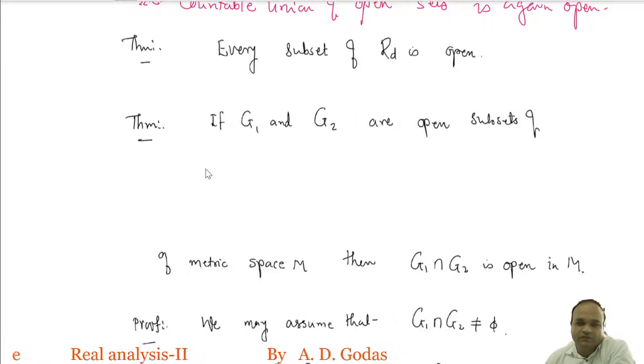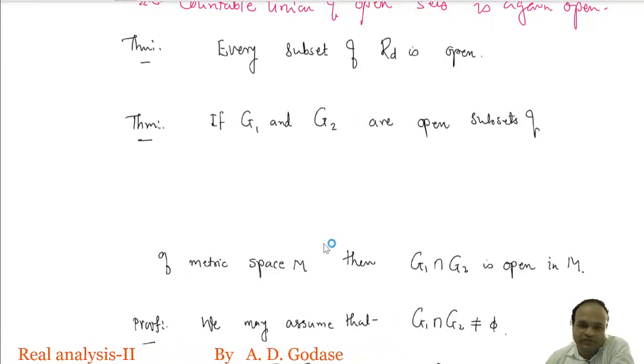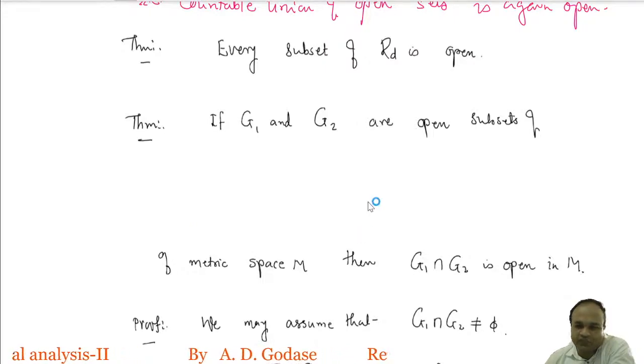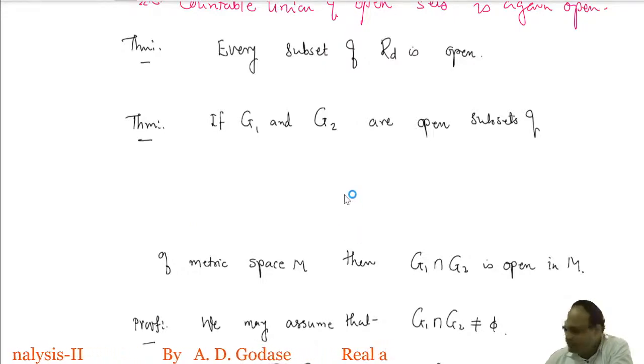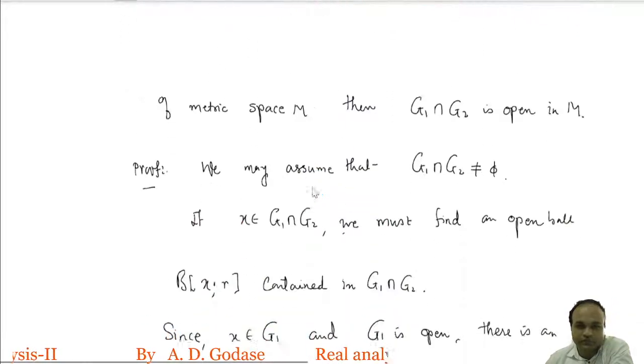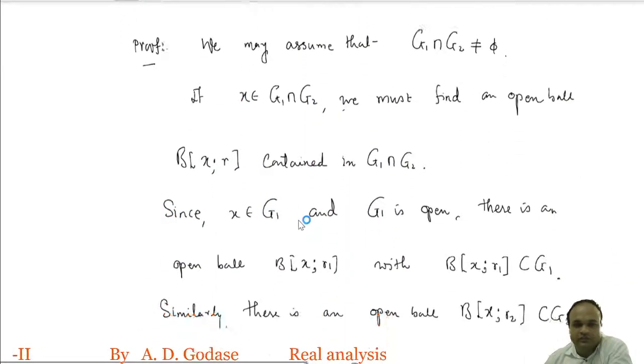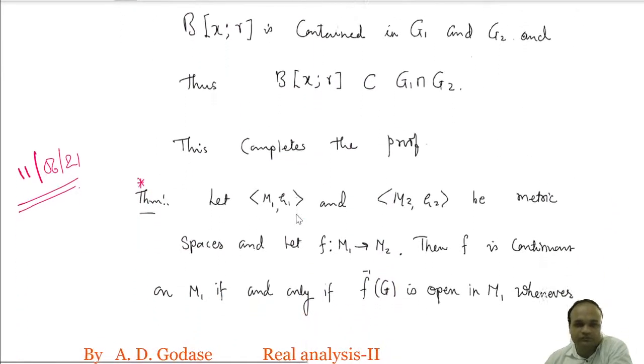After that we have seen one theorem: if G1 and G2 are open subsets of a metric space M, then their intersection is again open. That was the previous theorem which we have proved also. So that was the proof of this theorem.